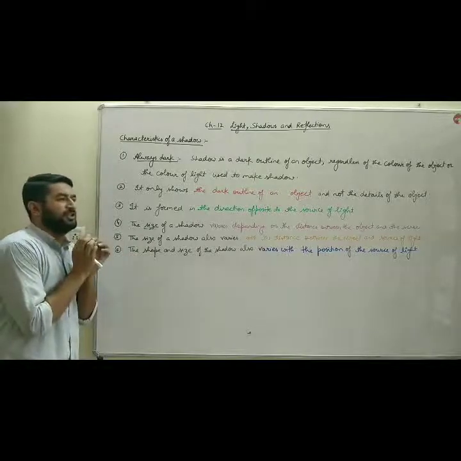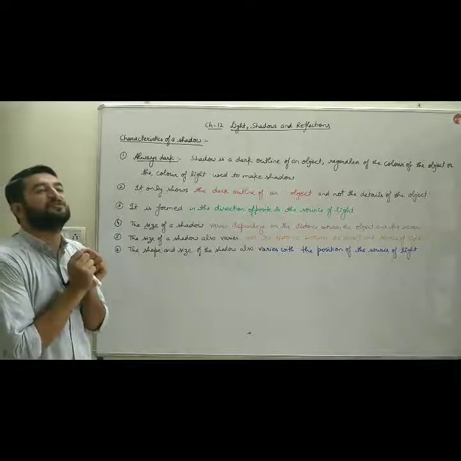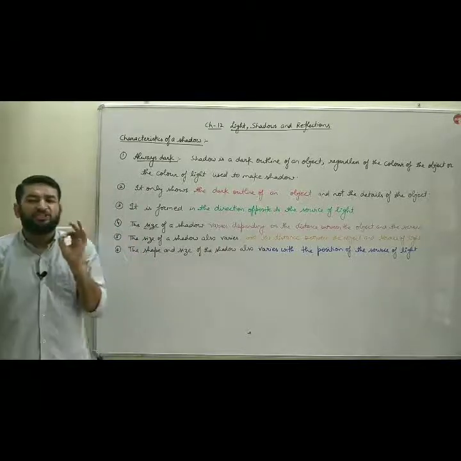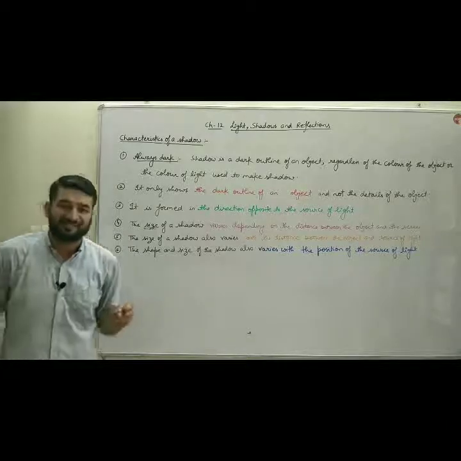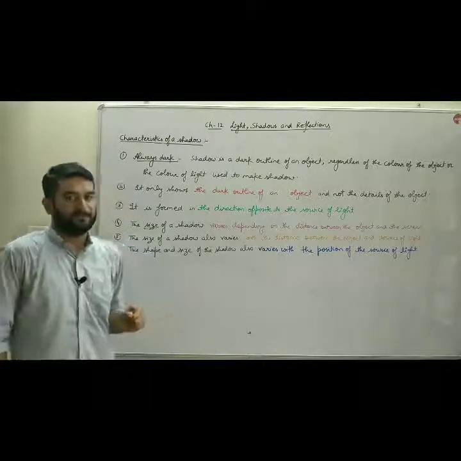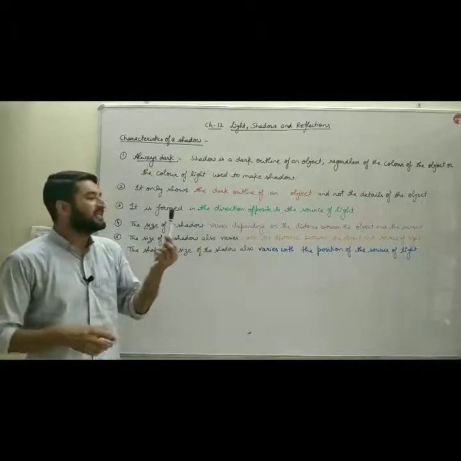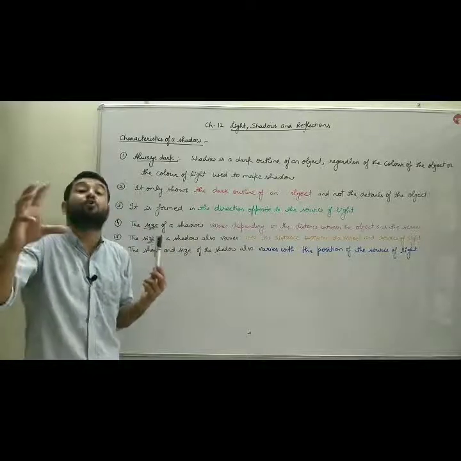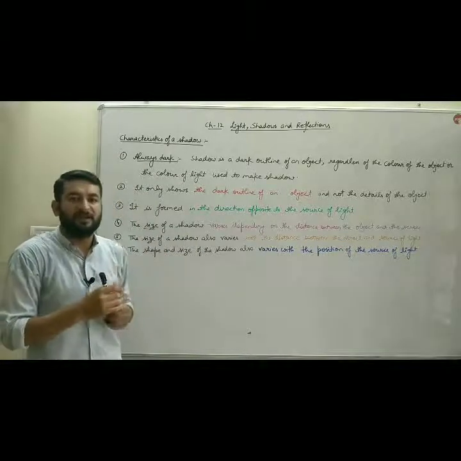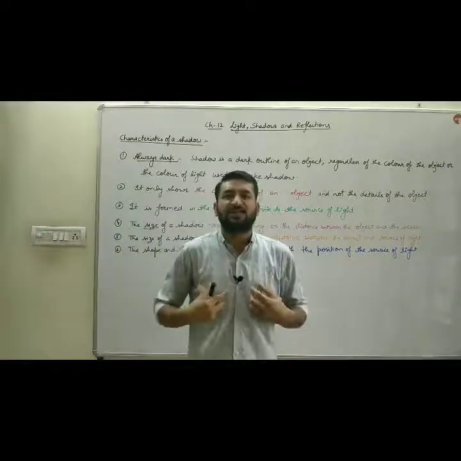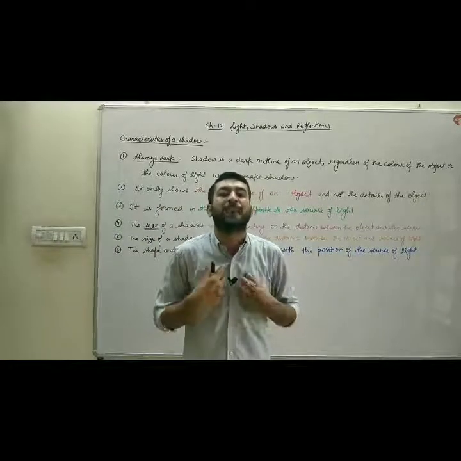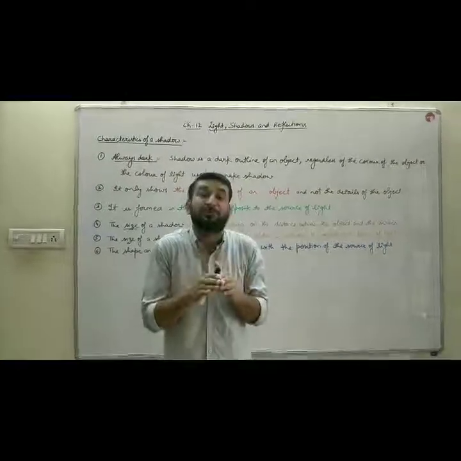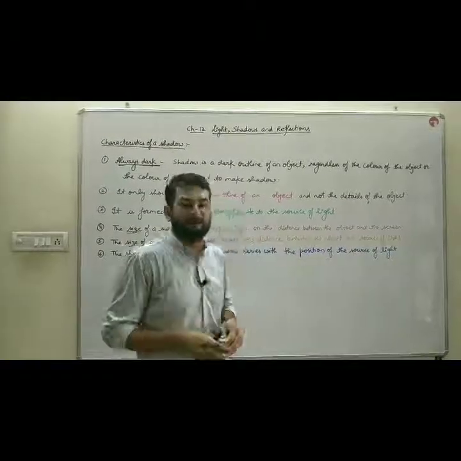There are certain features which a shadow follows, and those features will remain fixed for every shadow. The first one: shadow is always a dark outline of an object. Shadow never depends either on the color of the object or the color of the light from the source where it is coming. For example, if I am wearing this color shirt, the shadow of this shirt will remain black.